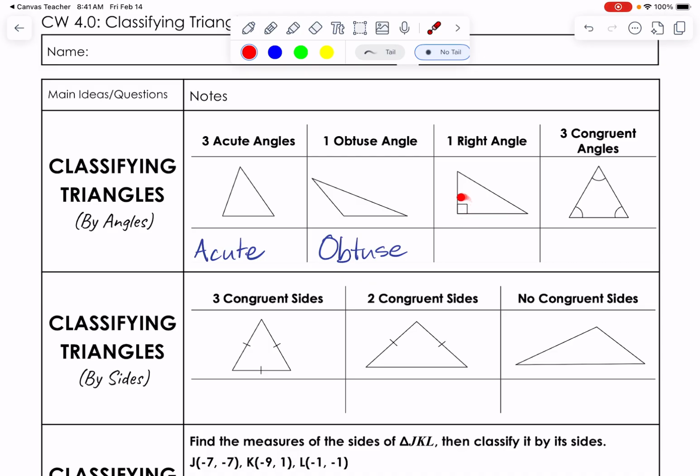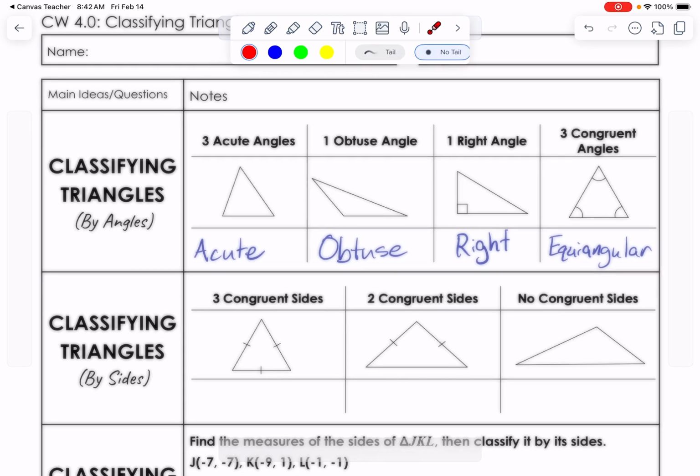Next, we've got one right angle. When we've got one right angle on our triangle, that makes it a right triangle. And it's going to leave us with two other angles. Later on in the trig unit, we're going to learn how to manage those angles and what special relationships arise when we have a right triangle. And then finally, when we have three congruent angles, then we call this an equiangular triangle. Equiangular. Might be a new word for us there.